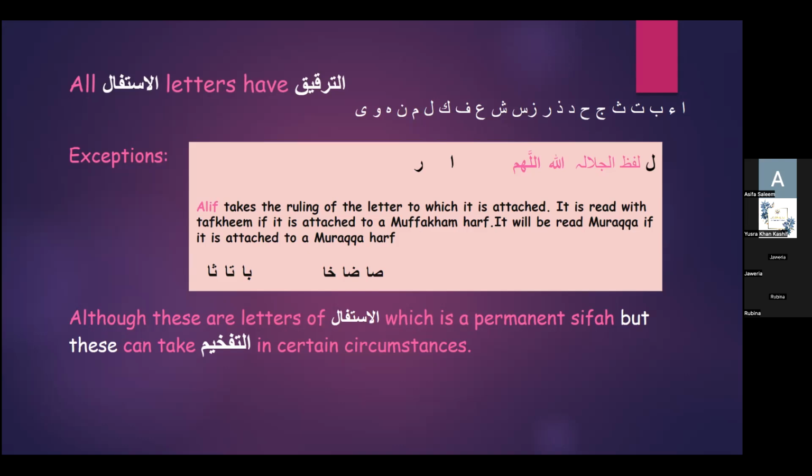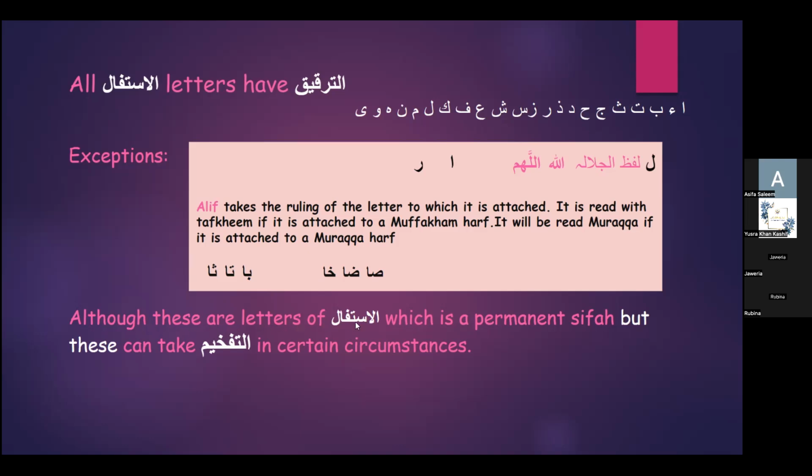Means that if it is attached to a heavy letter like here, sa, ba, and kha, you can see it, alif will become heavy, mufakham, because it is attached to a heavy letter. And if it is attached to a letter which is light, like the ba, ta, and the tha, alif will stay light. So alif doesn't have its own ruling. It just follows the ruling of the letter to which it is attached.